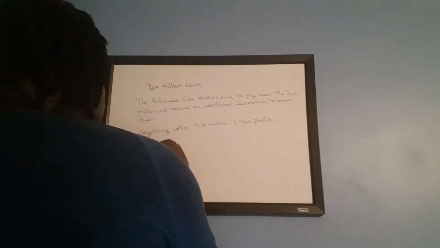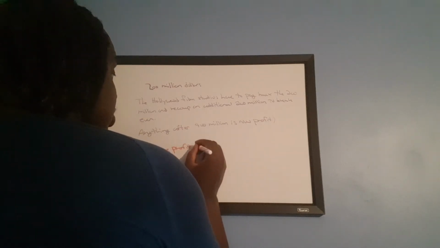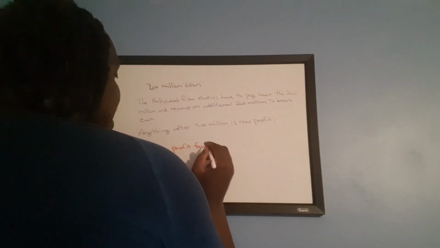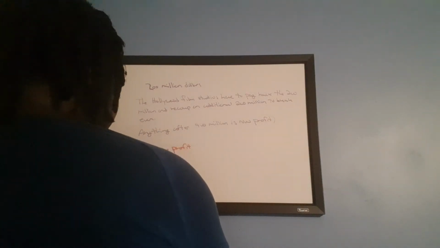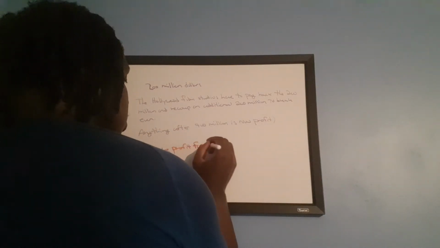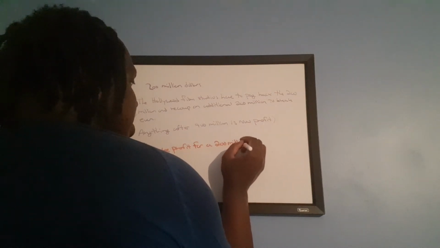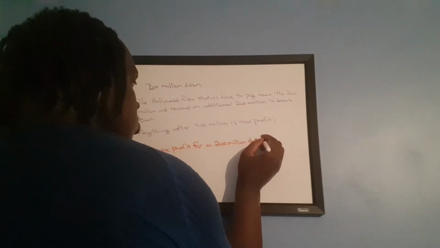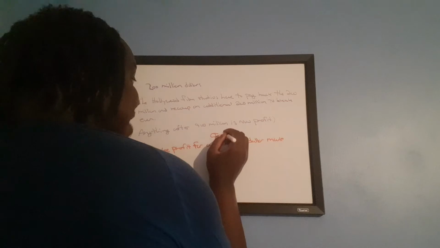So to make profit from a $200 million budget movie, obviously, the company needs to make at least $700 million to $800 million plus. To make profit for a $200 million movie, if you're including advertising costs, you also have advertising.